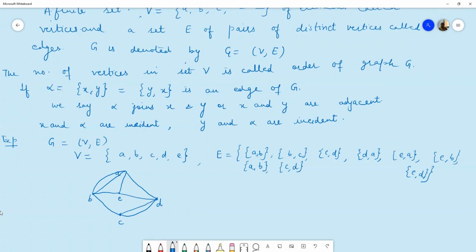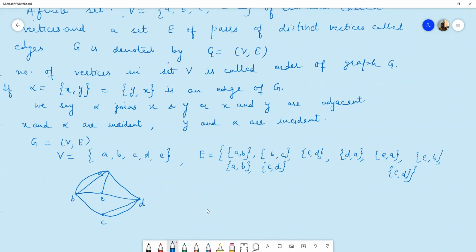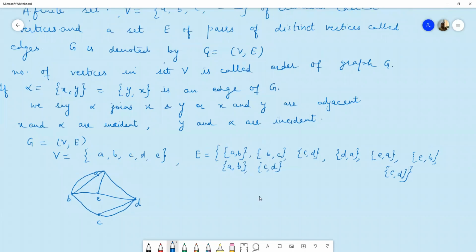Now we define complete graph. A graph is said to be complete if each pair of distinct vertices form an edge. Means if between any two points there exists an edge, then we say the graph is complete.